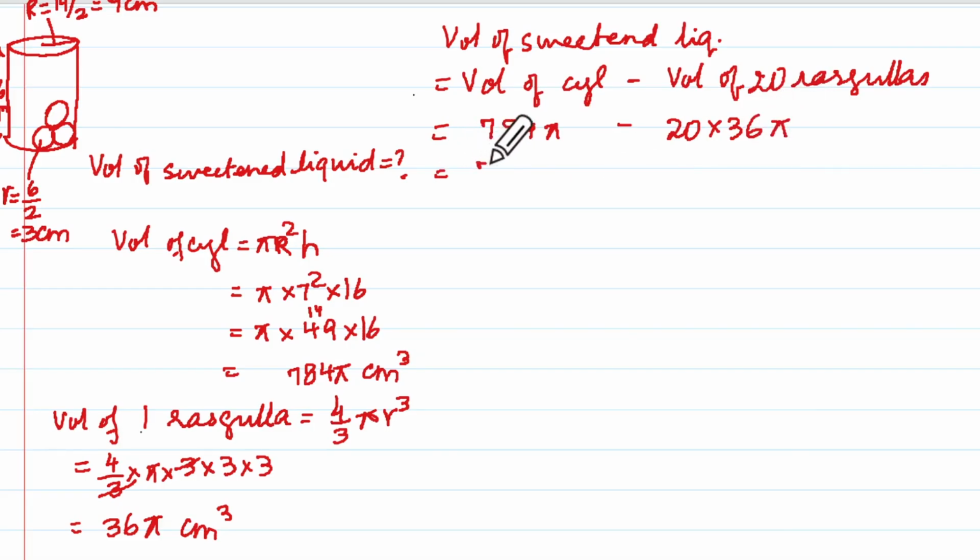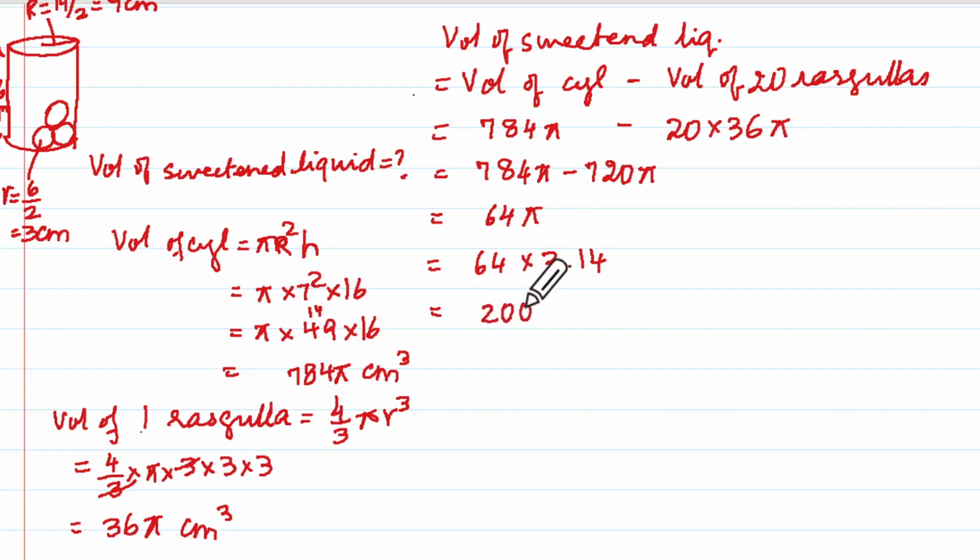Understanding? So 784 pi, listen to me and write, don't keep looking at the screen. 20 times 36 is 720 pi, so 784 minus 720 will be 64 pi, which will be 64 multiplied by 3.14. How much is that? Give me the numbers. 200.96. Centimeter cube. Okay, I have told you when you give me the number, you should tell me the digits. So centimeter cube. So this is our answer.